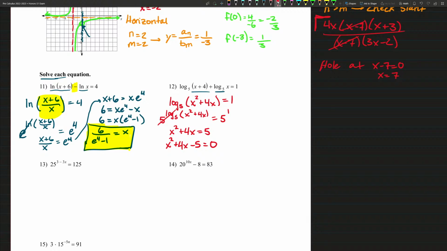So we could factor, or we could use the quadratic formula. I'm going to factor. Let's see, plus 5, minus 1. So then x is equal to negative 5, and x is equal to 1.